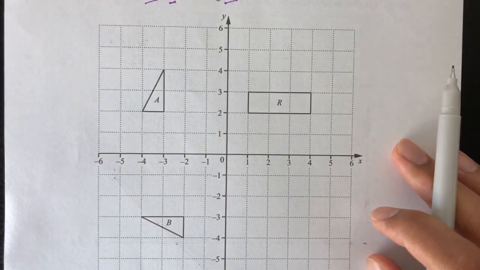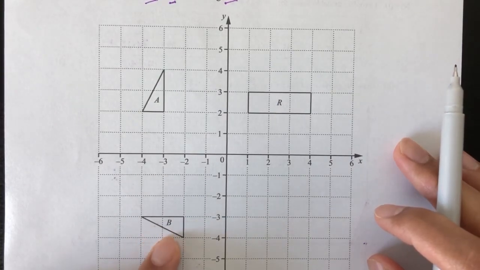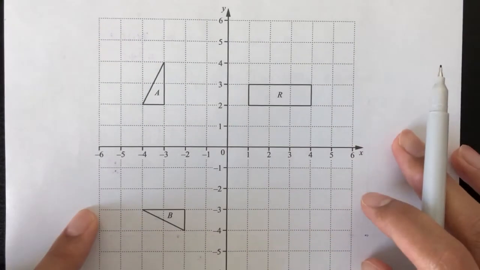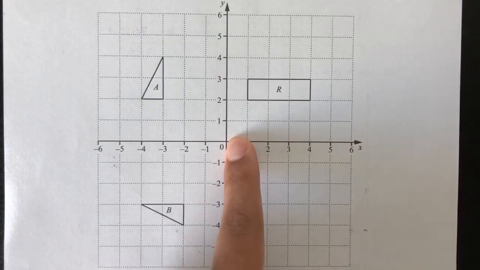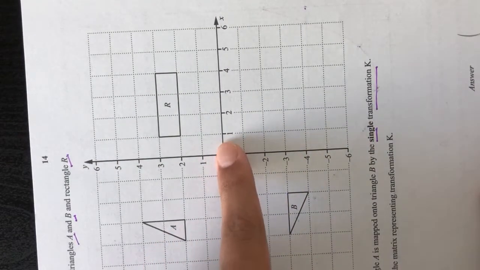The first thing you see is that the shape is the same, which means it cannot be an enlargement, and the direction has changed, so it cannot be a translation and it cannot be a reflection. So the only possible choice is rotation. Now, how can you rotate A to B? Let's find out. If you rotate this by 90, you have the same as B, right?